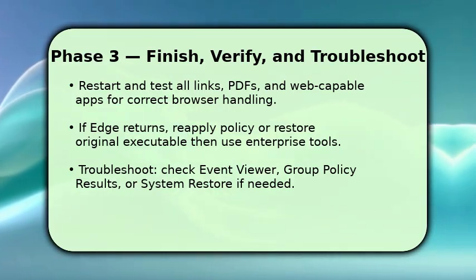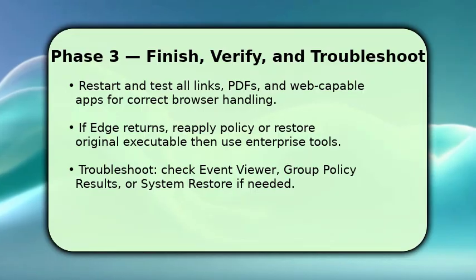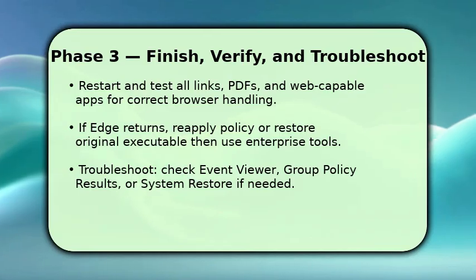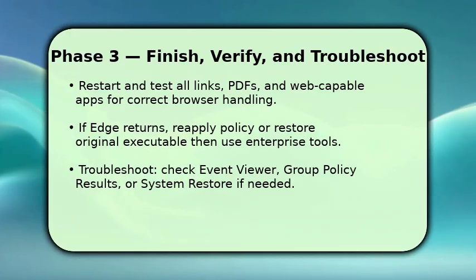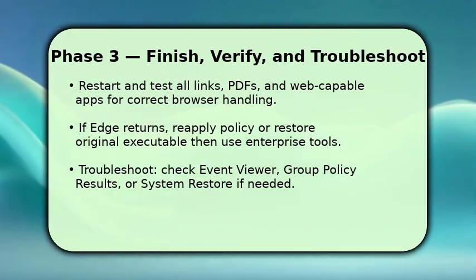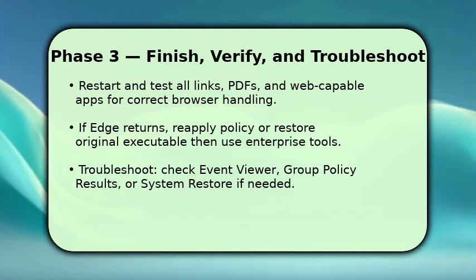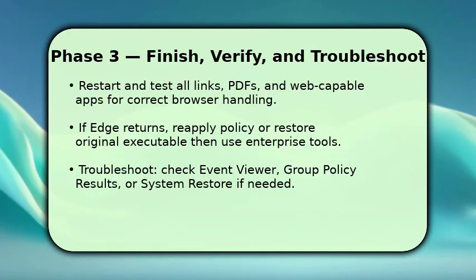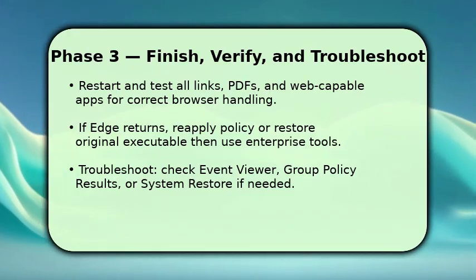If Edge reappears, restore the original executable temporarily, reapply the group policy or registry change correctly, and consider enterprise management tools for persistent enforcement. If things go wrong, check Event Viewer for errors, run group policy results, and use System Restore only if necessary. These steps explain how to diagnose and recover without losing custom settings.